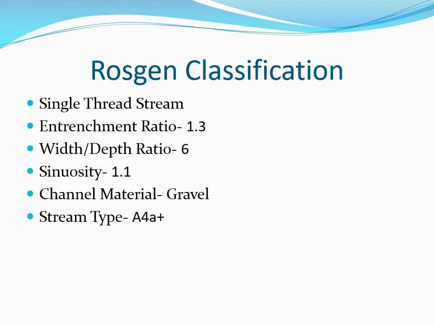I was able to determine that I had a single thread stream. My entrenchment ratio was 1.3. My width to depth ratio was 6. I had a sinuosity of 1.1. My main channel material was gravel, and I had a stream type of A4, A positive.